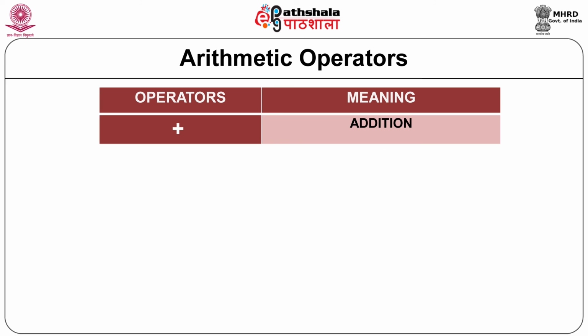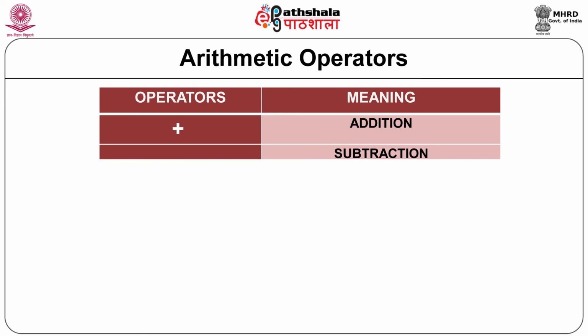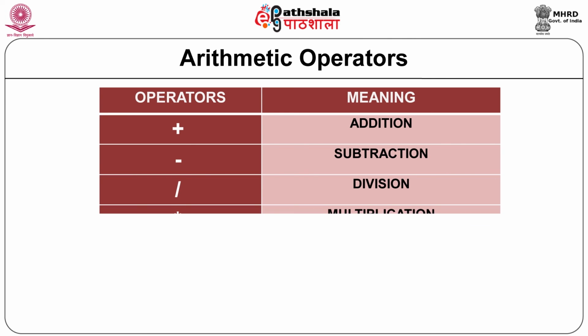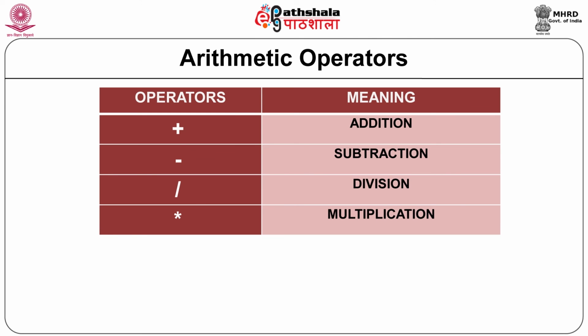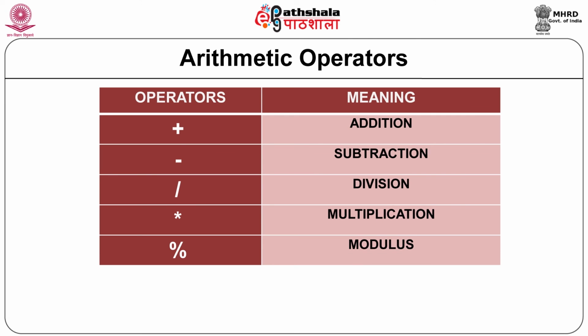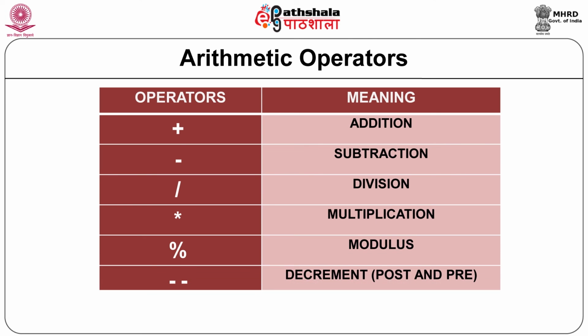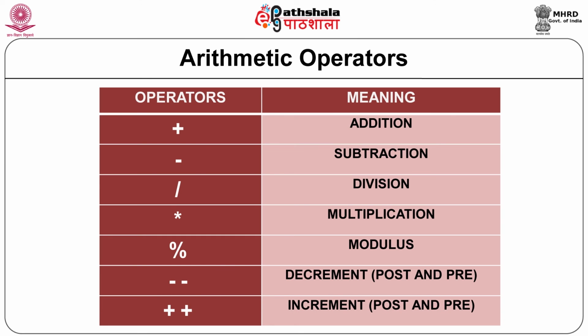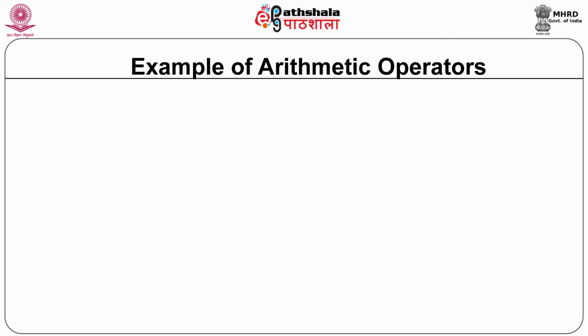For addition, you can use plus symbol. For subtraction, minus symbol. For division, slash. For multiplication, you can use star or asterisk. Modulus you can use percent symbol. For decrementing you can use minus symbol. For incrementing you can use plus symbol. In decrementing and incrementing you have post and prefix notations. Let us see simple example on arithmetic operator.